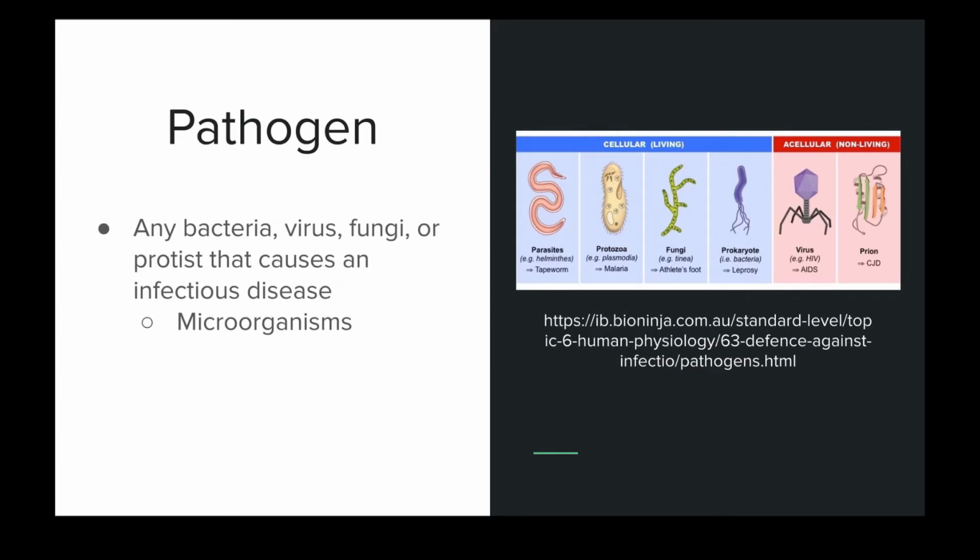So on the right, you can see this picture. The left-hand side column is the cellular or living pathogen, and then the acellular or non-living pathogen is on the right-hand side. So here are some examples: parasites, protists, fungi, or prokaryotes, and they have multiple examples down here of each type of pathogen. And then this is where a virus comes in. It's an acellular or non-living pathogen. An example is AIDS. And then here we have another one called a prion. An example is CJD.